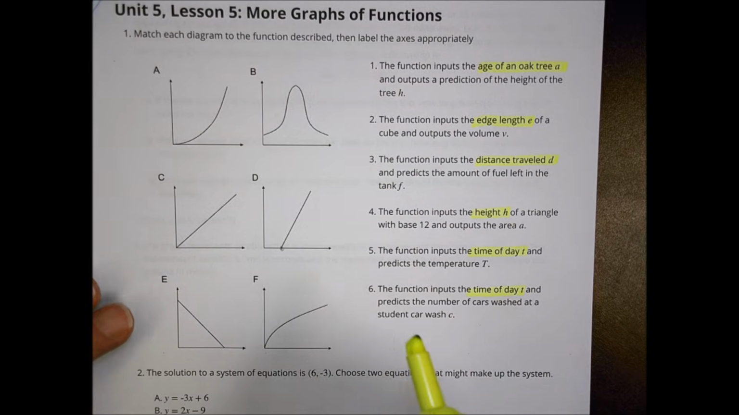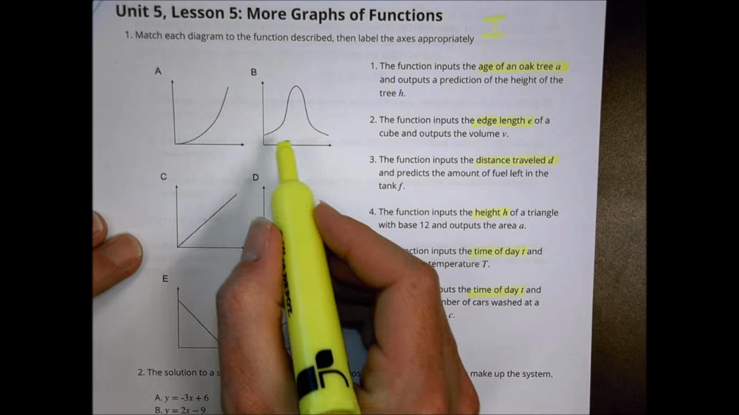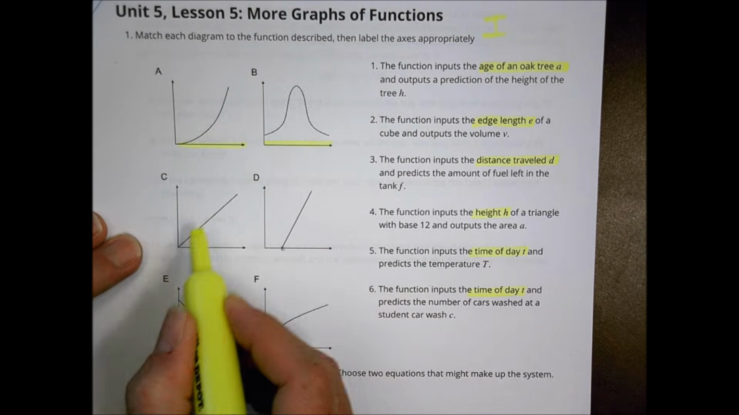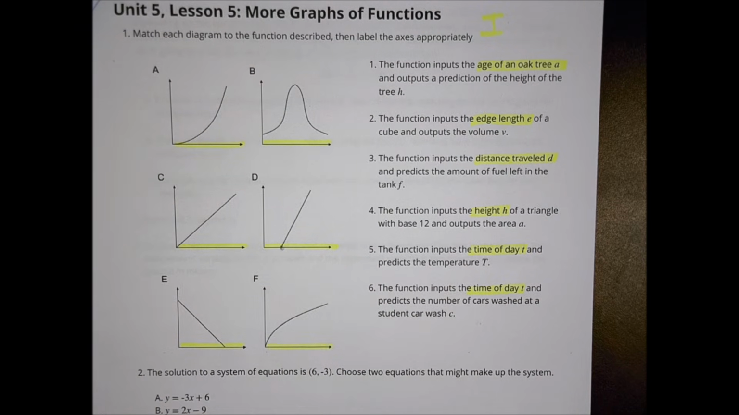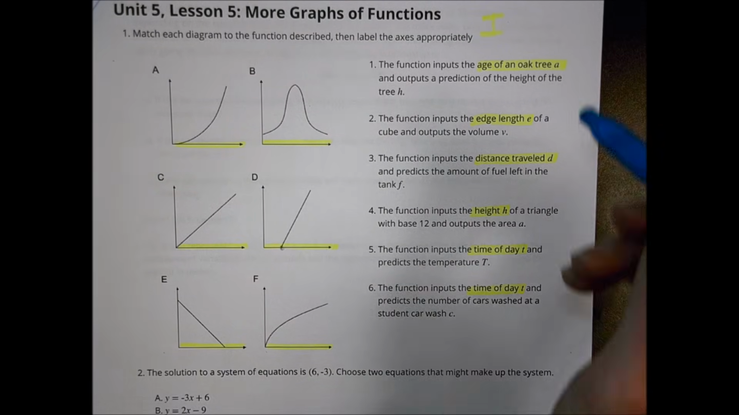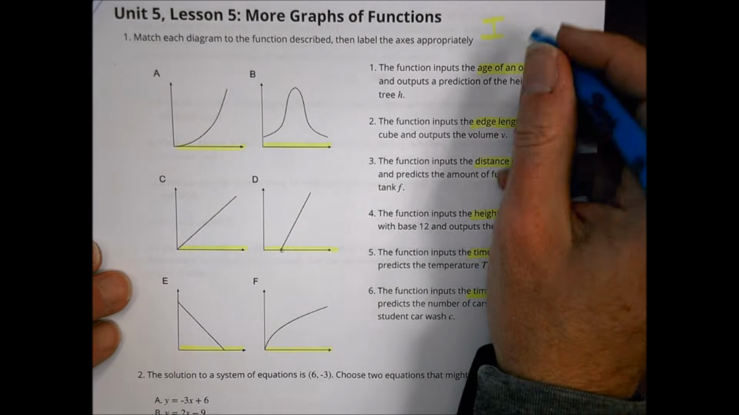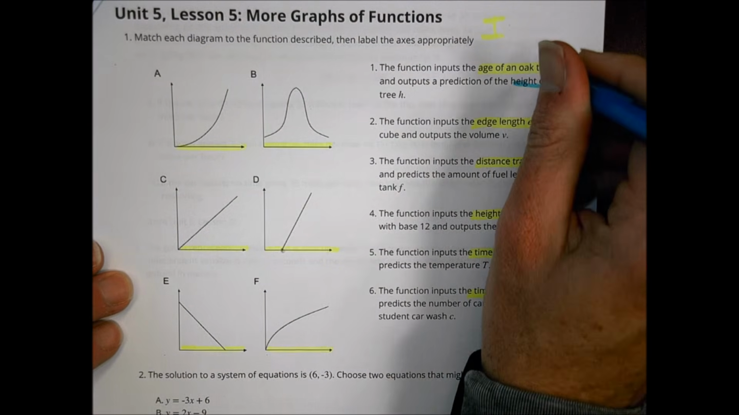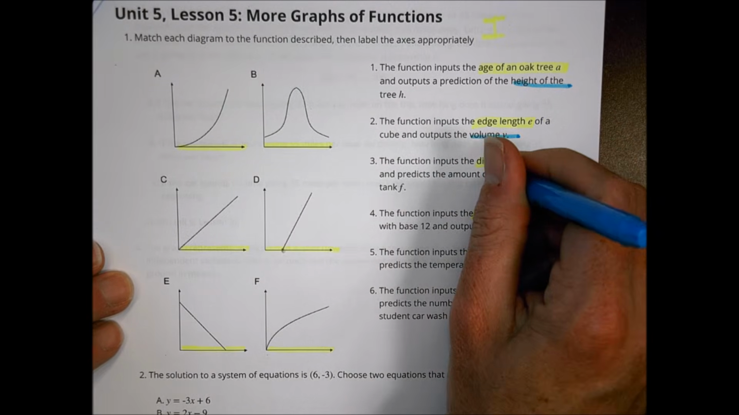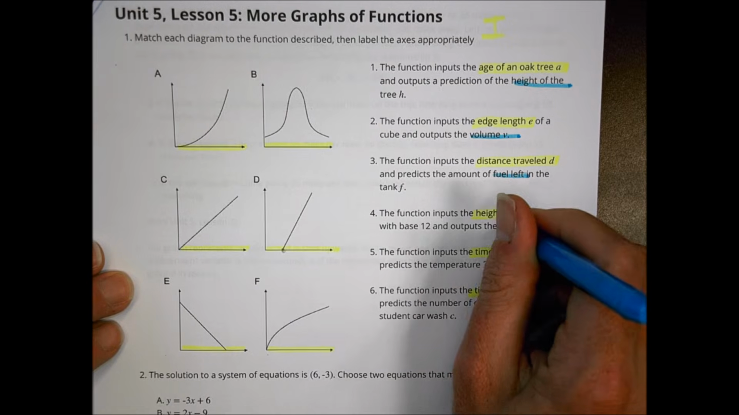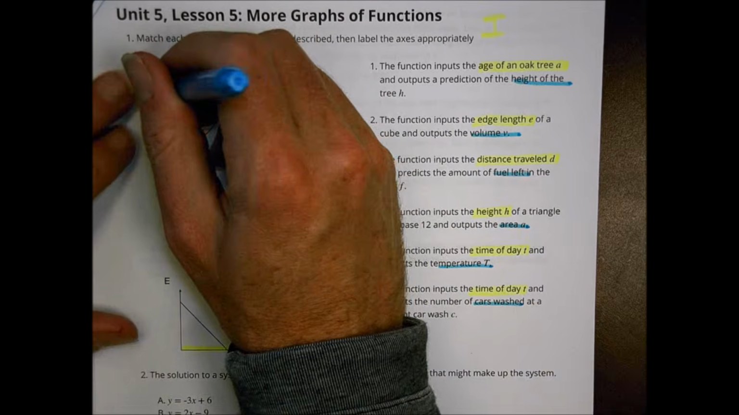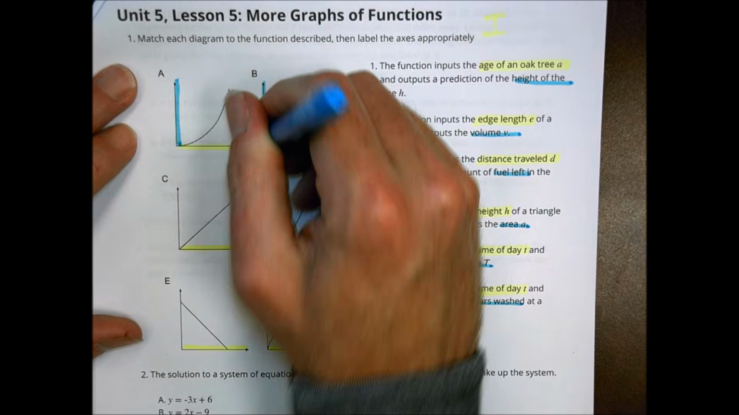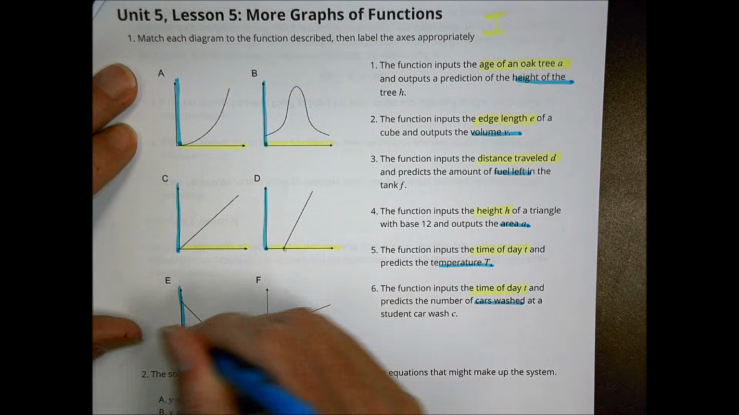Those inputs are all going to be, if you remember, our independent variable or our x values here, right? So these are our x values, our independent variables. So we're looking for the age of a tree, the edge length, distance traveled, height of a triangle, and so on. The other information we're looking for are the outputs, right? In this case here, the output is the height of a tree. Here we have the volume V. Here we have the fuel that's left. Here we have the area, temperature, and the number of cars washed. Those become our dependent variables, or our y variables here, like so.